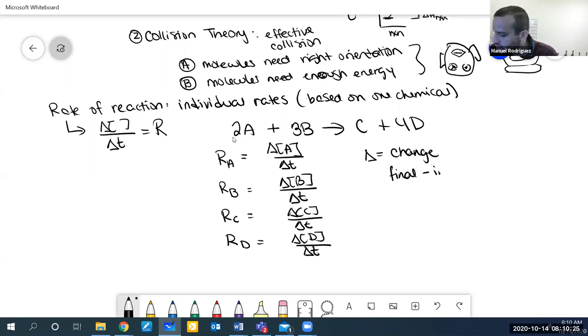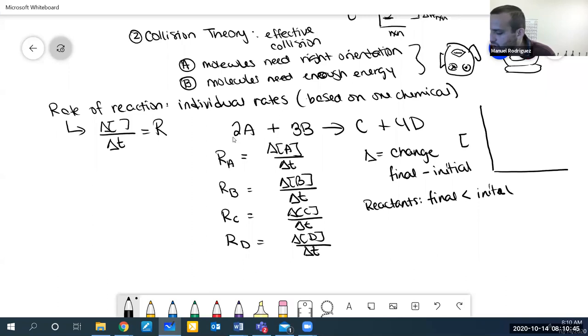So for reactants, the final is always going to be less than the initial because they are reacting, right? If we have a graph with concentration and time, A and B will look like this: a really high concentration at the beginning and a really low amount at the end because they're decreasing. But C and D will look more like that, where the concentrations are initially low, and with time, they get higher.